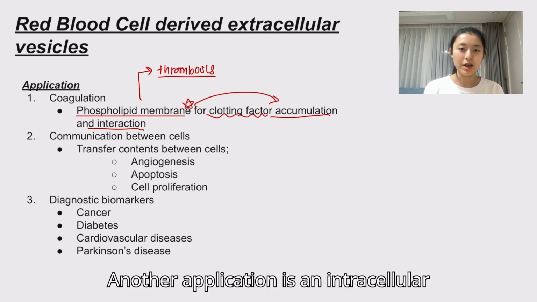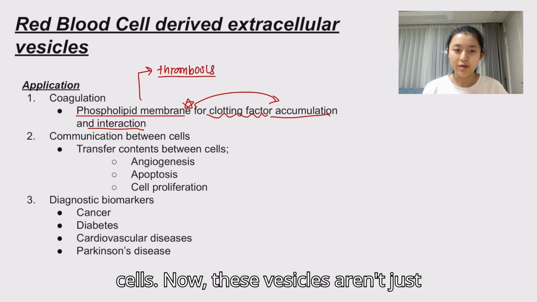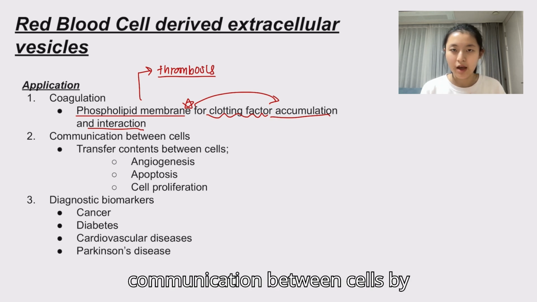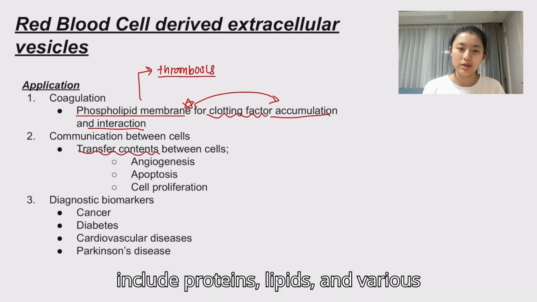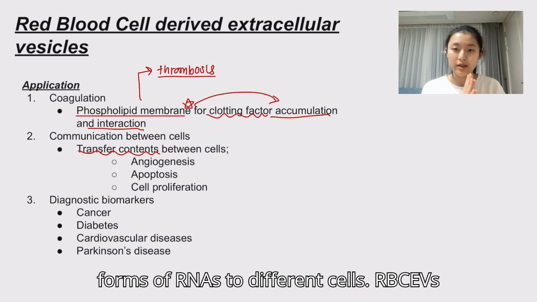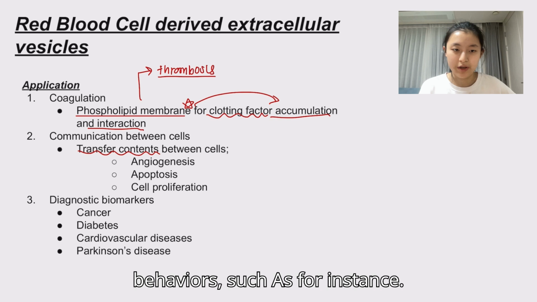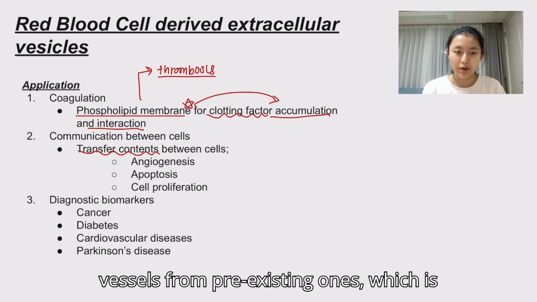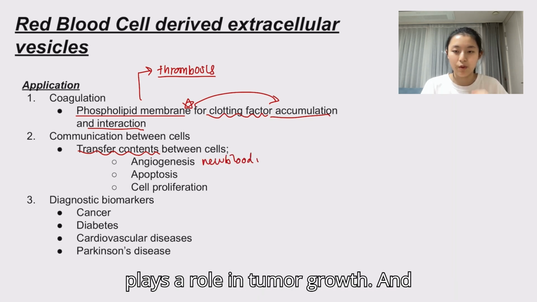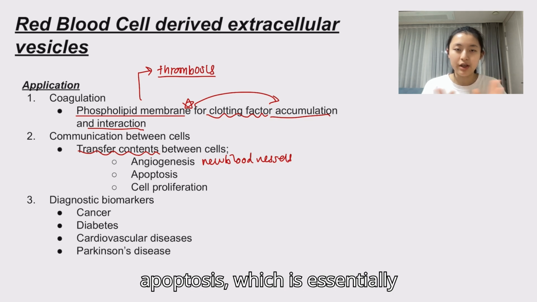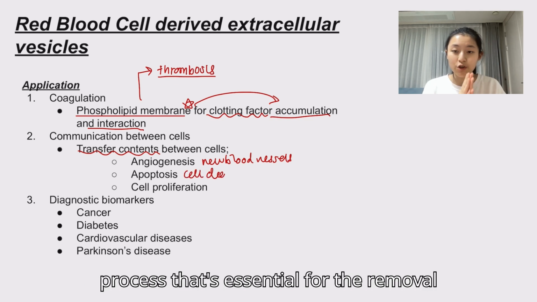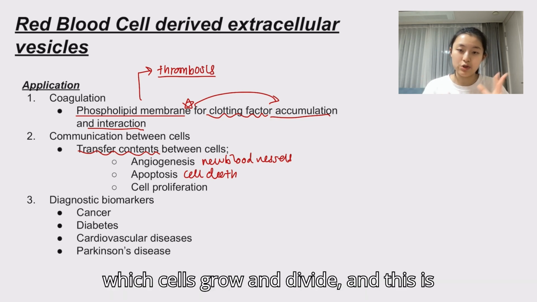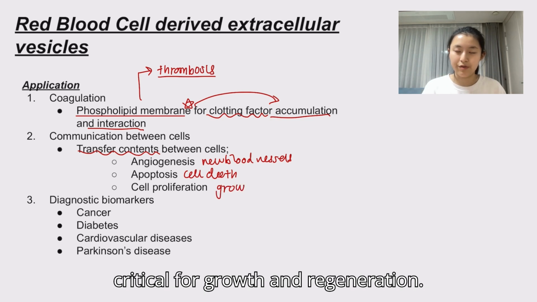Another application is in intercellular communication, or communication between cells. Now, these vesicles aren't just passive carriers of biomolecules, but they rather actively facilitate communication between cells. By transferring their contents, which can include proteins, lipids, and various forms of RNAs to different cells, RBC EVs can influence a range of cellular behaviors, such as, for instance, angiogenesis, which is essentially characterized as the growth of new blood vessels from pre-existing ones, which is crucial for healing and development, but also plays a role in tumor growth, and apoptosis, which is essentially characterized as programmed cell death, a process that's essential for the removal of dangerous or damaged cells. Besides that, it's also used for cell proliferation, which is a process by which cells grow and divide, and this is critical for growth and regeneration.